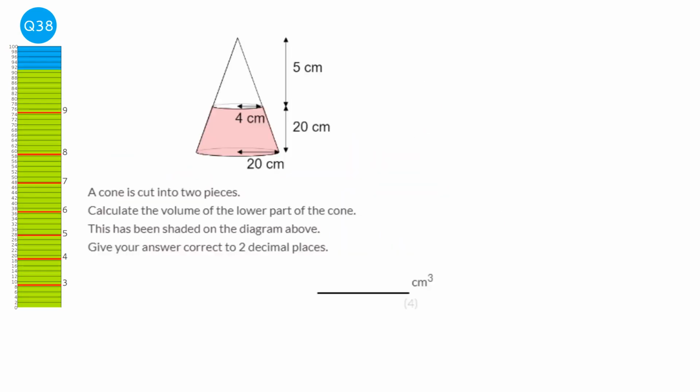To find the shaded part of this diagram, we need to first of all work out the volume of the smaller cone, which is at the top, then work out the volume of the larger cone, which is the whole cone shown, and then take them away from each other. So the radius for the smaller cone is 4 and the height is 5.